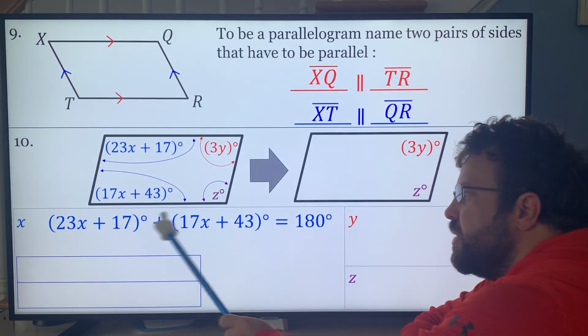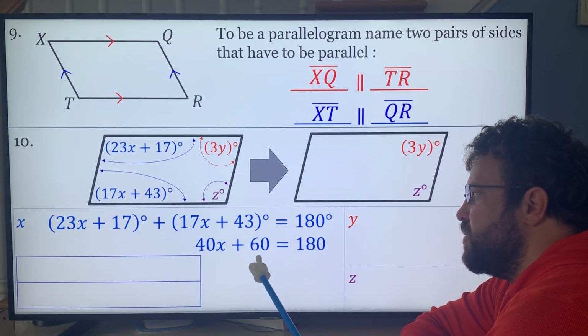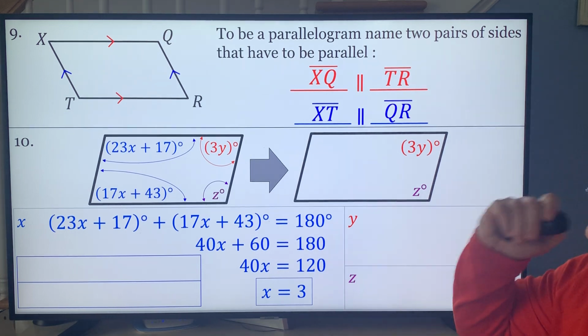Combine like terms, 23x and 17x is 40x. Plus 60 equals 180. Subtract 60 from both sides. Divide both sides by 40, you get x equals 3. Yes, we got our x.